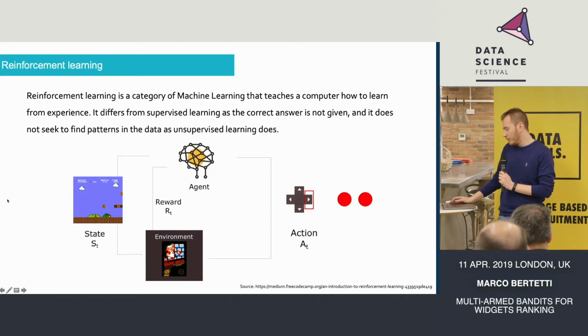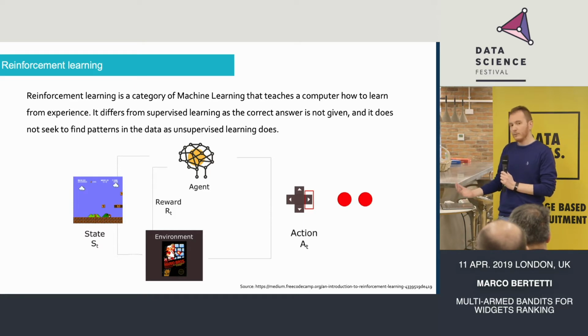In this particular example, you probably recognize it's Super Mario. The goal of reinforcement learning is to take an action, see how these actions impact the environment, and then gather information about it, which we call a reward, to put it in a more formal way. And essentially you learn from that.